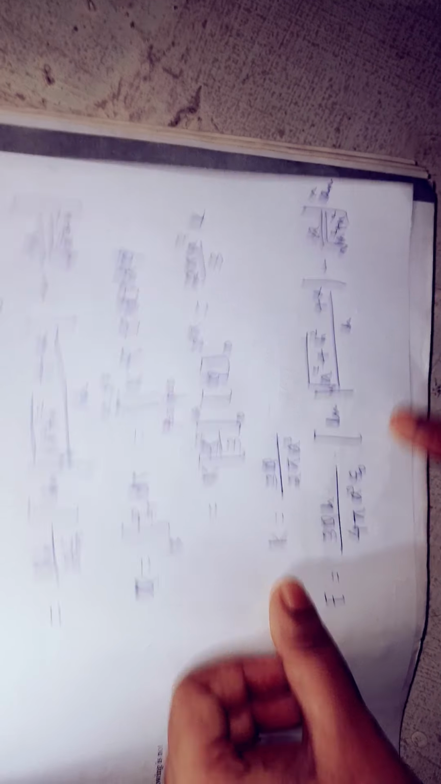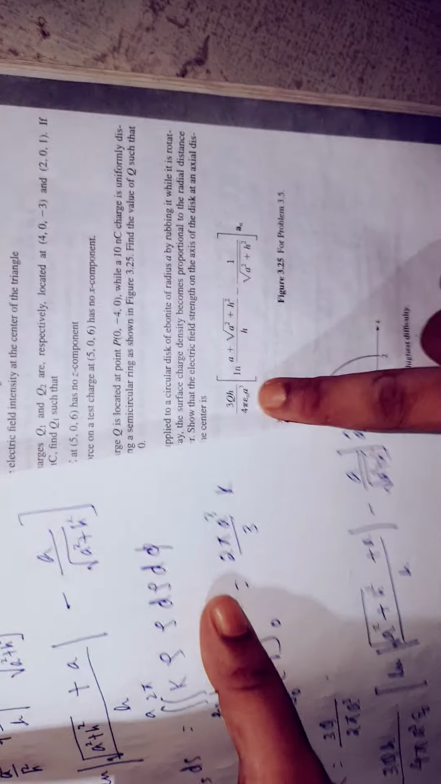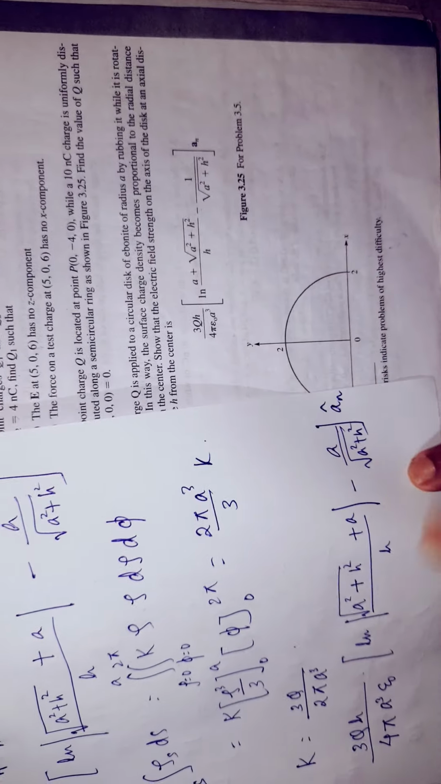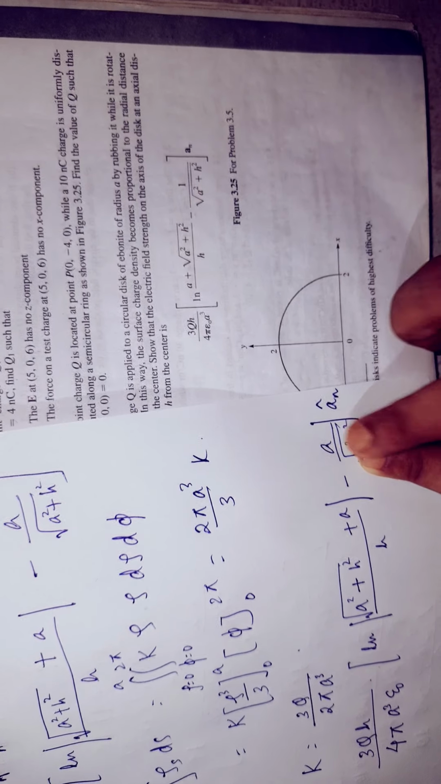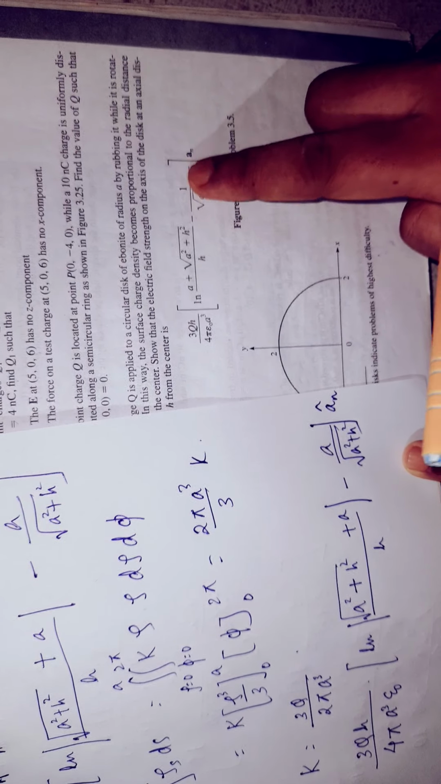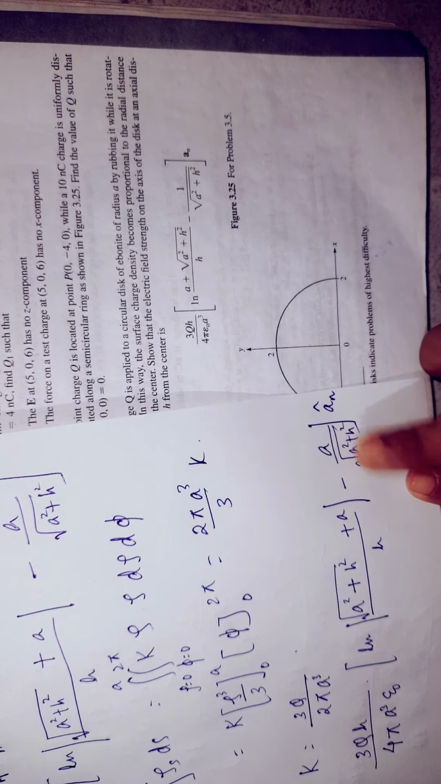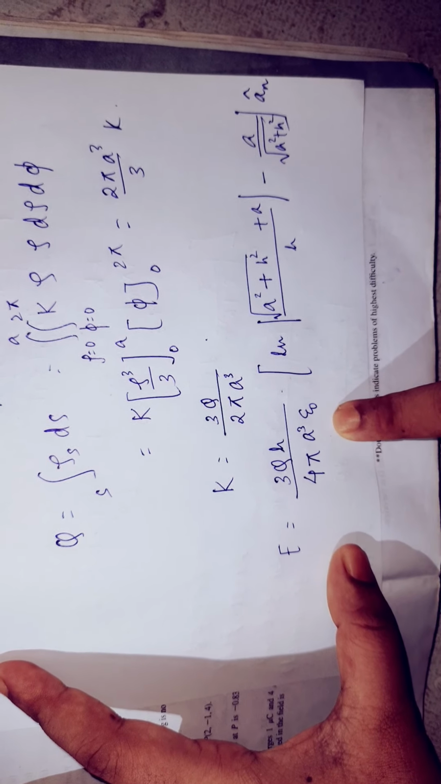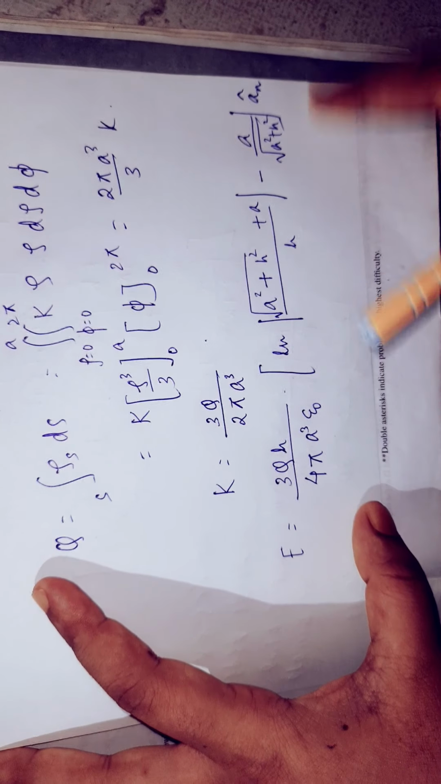This is what I got, and in the equation we were asked to prove this, and this is exactly the same, but you can see over here a is not written. This is a mistake in the question. This will be a over here. You'll get your electric field to be 3qh by 4 pi a cube epsilon naught into this thing.